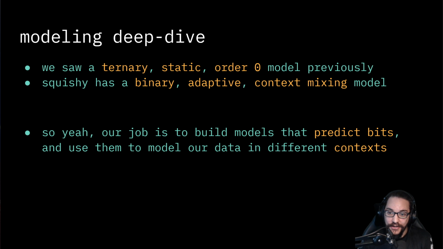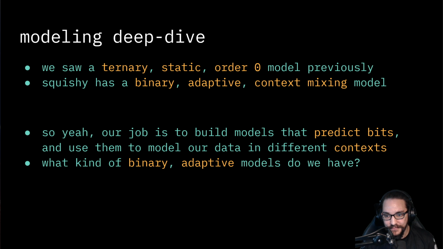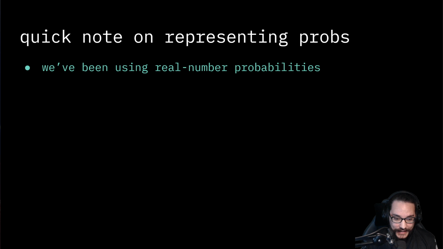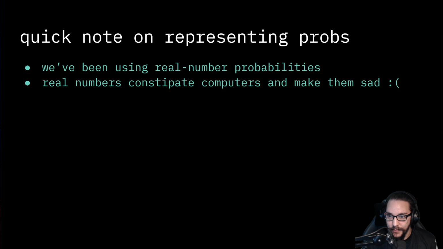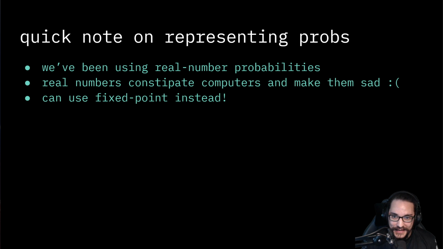So yeah, our job is to build models that predict bits, and we use those to model our data in different contexts that we also build. So what kind of binary and adaptive models do we have, like a palette of things that we could play with? Another quick aside, we have to talk about how we represent probabilities. First, I've been kind of assuming that they're real numbers, and real numbers constipate computers and make them sad.